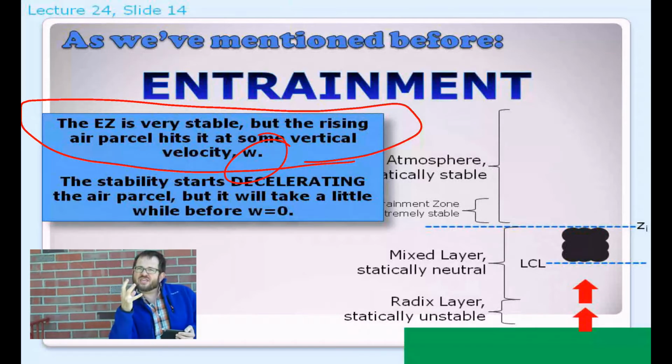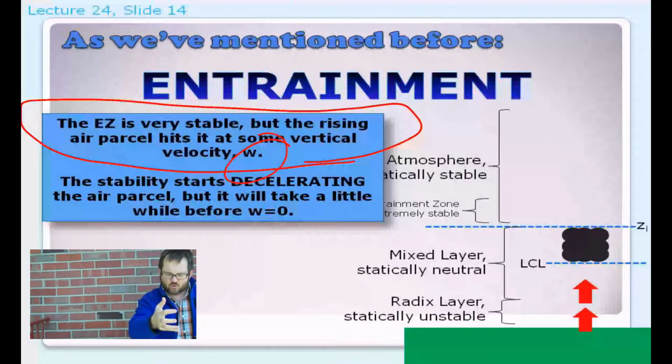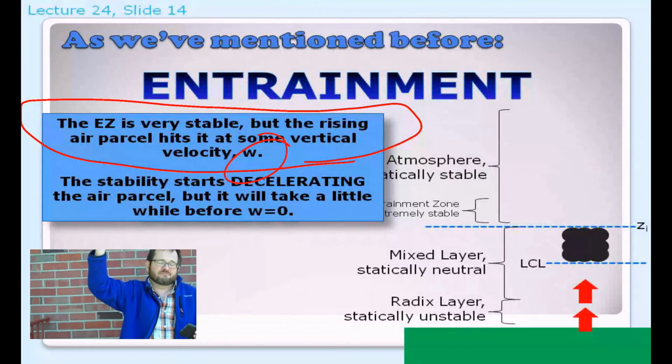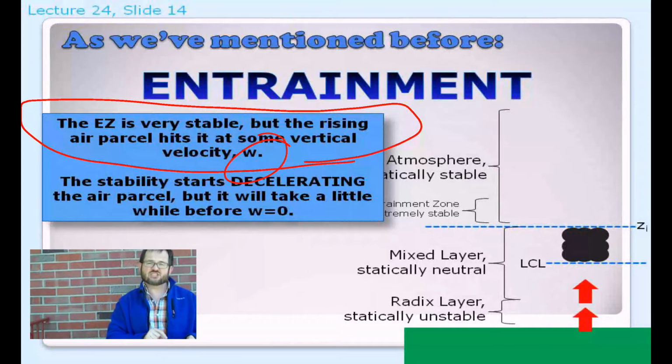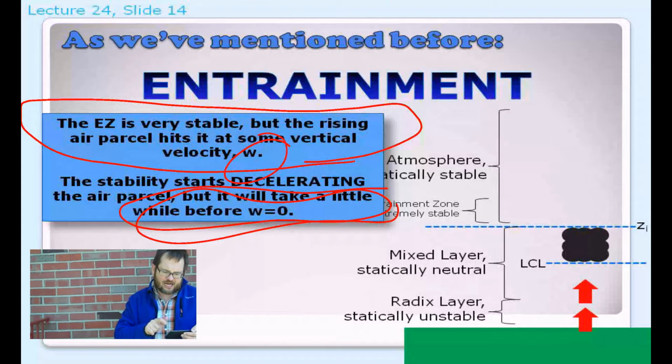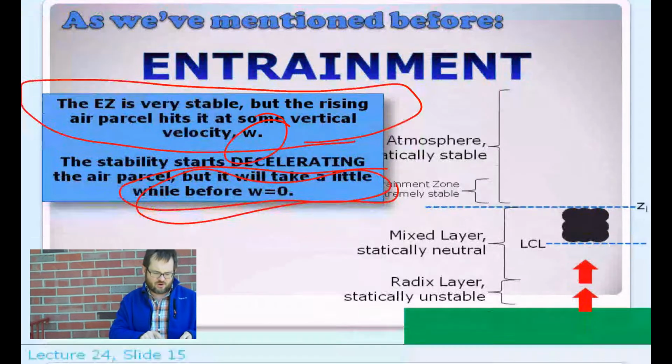And so even though there's a negative buoyant force, once that air parcel punches through Zi and is up in the entrainment zone, yeah, there's a powerful restoring force of negative buoyancy trying to push that air parcel back to the surface, but it has some momentum upward already due to its vertical velocity W. It's going to take a little while for that air parcel to slow down, reach a velocity of 0, and then start heading back down towards the surface.